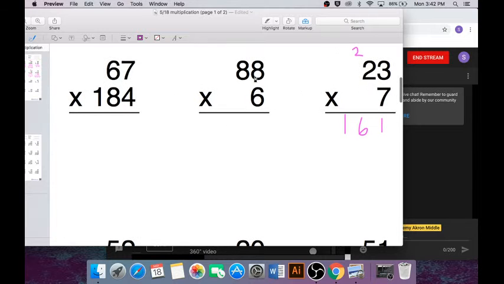Our next one, we have 8 times 6. 8 times 6 is 48. So we put down our 8, carry the 4. We're going to do 6 times 8 again, which is 48, plus 4 is 52. So our answer is 528.